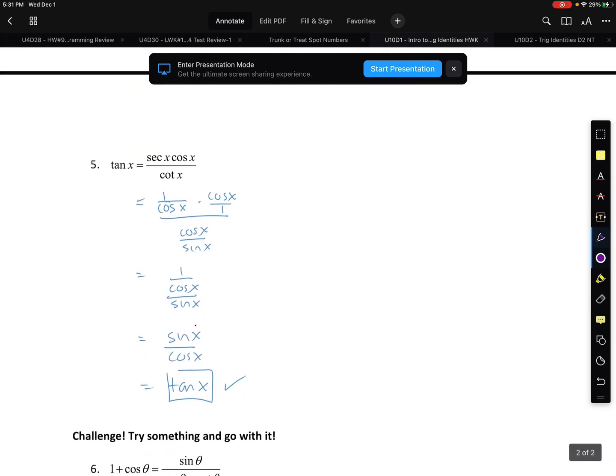All right, problem 5. There's an option. All right, so this option works. There are other options. Another option is we could treat this as if I move the secant down, the secant becomes cos x. I still have the cos x up top, and I could bring the cotan up, and it's tan x. Well, right there, just by moving things around and canceling, I have tan x. So there are many ways to do these problems. You just have to find what works best for you.